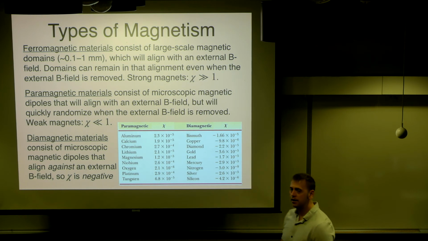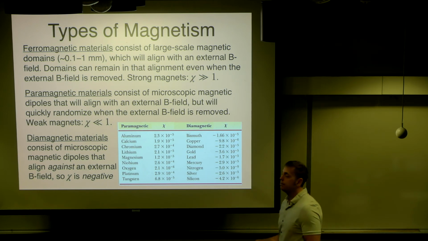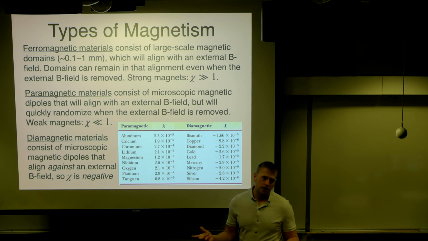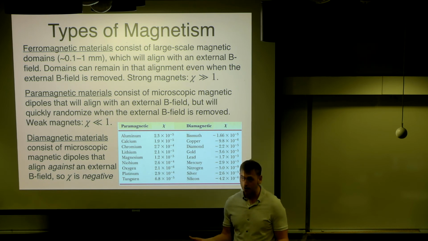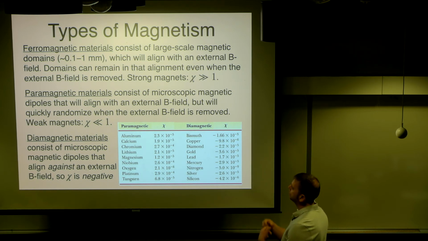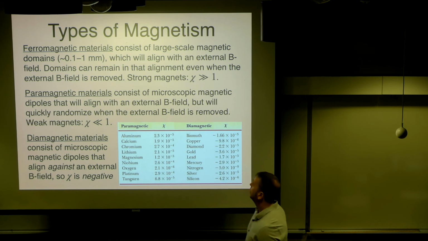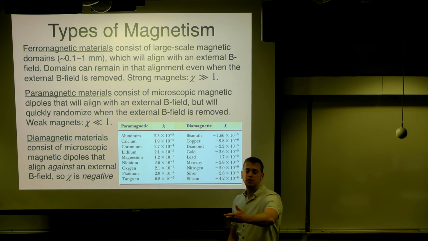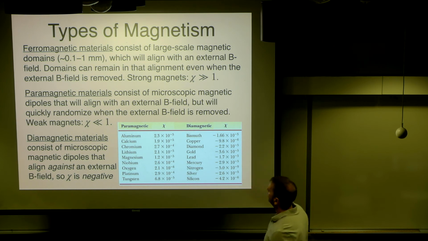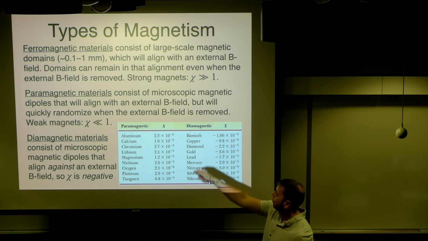So starting with ferromagnetic materials, which we just covered, in a ferromagnetic material, you have large-scale magnetic domains. I mean, a millimeter might not seem that large, but compared to the size of an atom, that's incredibly large, right? So the magnetic domain is on the order of like hundredths to tenths to maybe 1 millimeter. And as we've seen, these magnetic domains will align with an external B field. And even if you remove that external B field, those magnetic domains will remain in that same alignment. So you can magnetize the material this way. These are very strong magnets, right? If you want to create a strong magnet, you want to use a ferromagnetic material.